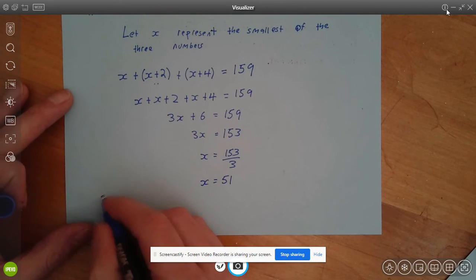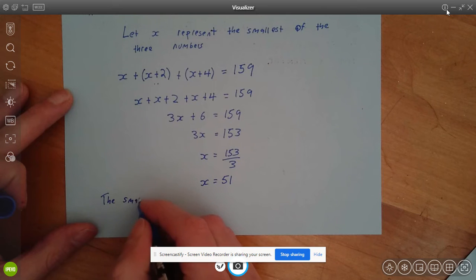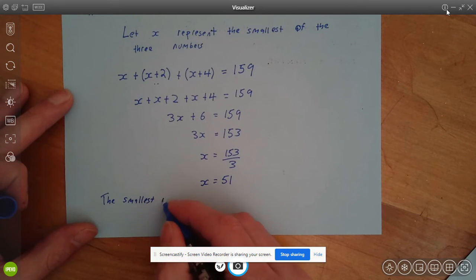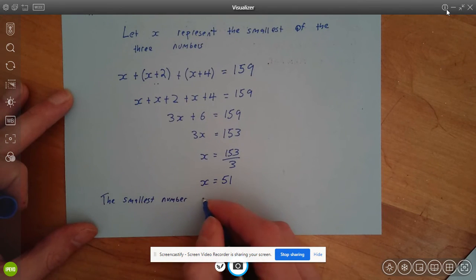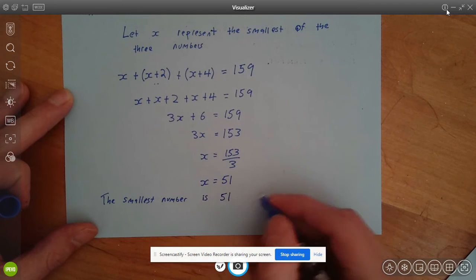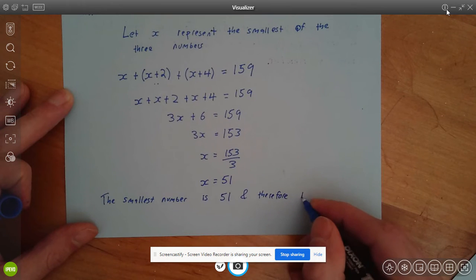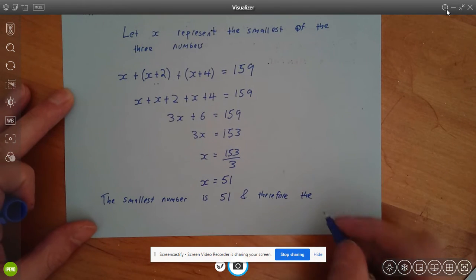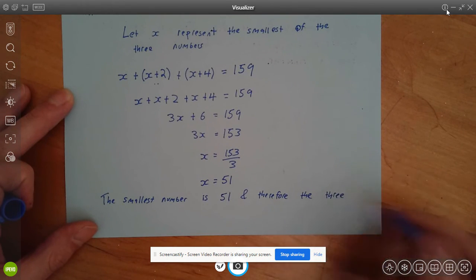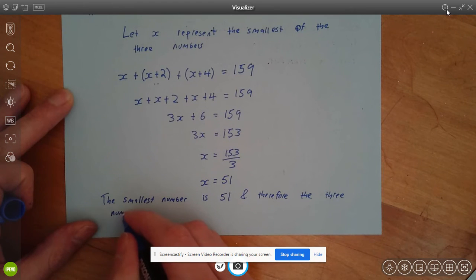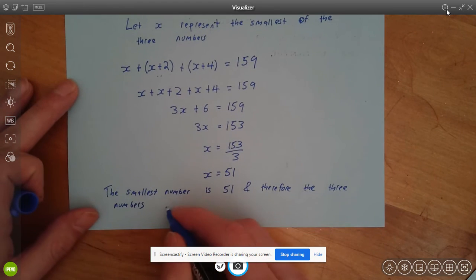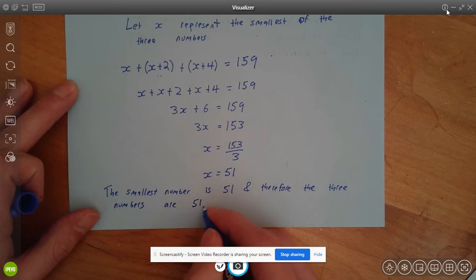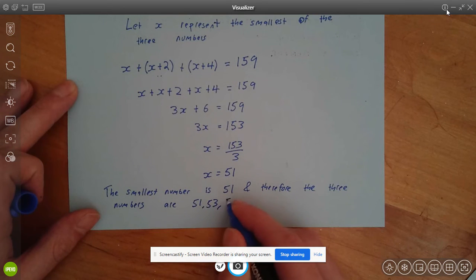Well, what have I learned? Well, the smallest number, that's what x represented. The smallest number is 51. And therefore, the 3 consecutive odd integers, so I'll just say the 3 numbers, are 51, 53, and 55.